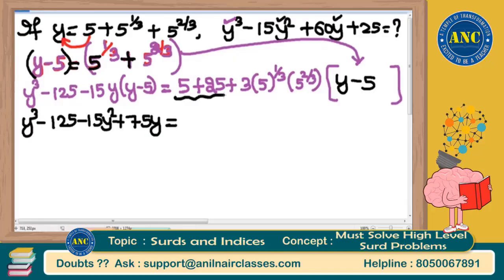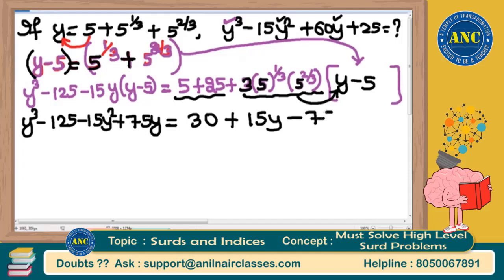Right hand side, 5 plus 25 is 30. So it is 30 plus, can I say here 5 power 1 by 3 into 5 power 2 by 3 is 5 power 1 by 3 plus 2 by 3, 3 by 3, 5 power 1. So it is 3 into 5, 15 is what I have. 15 into y I will get it here. 15 into minus 5 is minus 75.